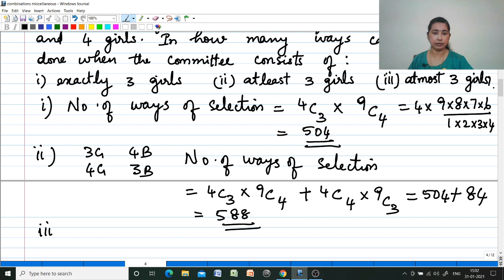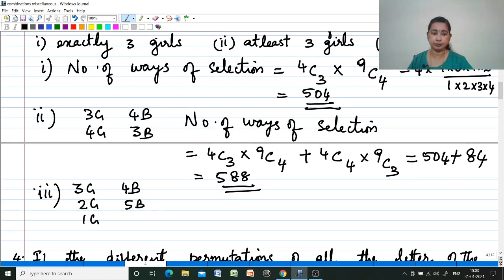Now the third one, at most 3 girls, maximum 3 girls. So maximum 3 girls means 3 girls and the remaining 4 can be boys, or 2 girls, then 5 boys, then 1 girl, then how many boys? It can be 6 boys, or 0 girls, where all those selected can be boys. So these are the different possibilities. At most means maximum, a maximum of 3 girls. So how many different selections are there?